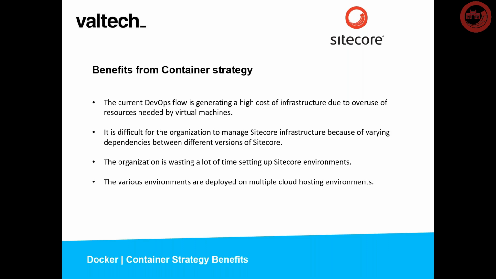In terms of benefits, the DevOps flow is generating high cost of infrastructure due to the overuse of resources needed by the VMs. If you don't go for Docker and you have to spin up different environments, then we have to spin up different VMs, which ultimately makes the cost go up. Then it is difficult for the organization to manage Sitecore infrastructure because of varying dependencies between different versions of Sitecore. As I mentioned, we have different dependencies for different versions of Sitecore to run, so we waste a lot of time on the Sitecore environment.